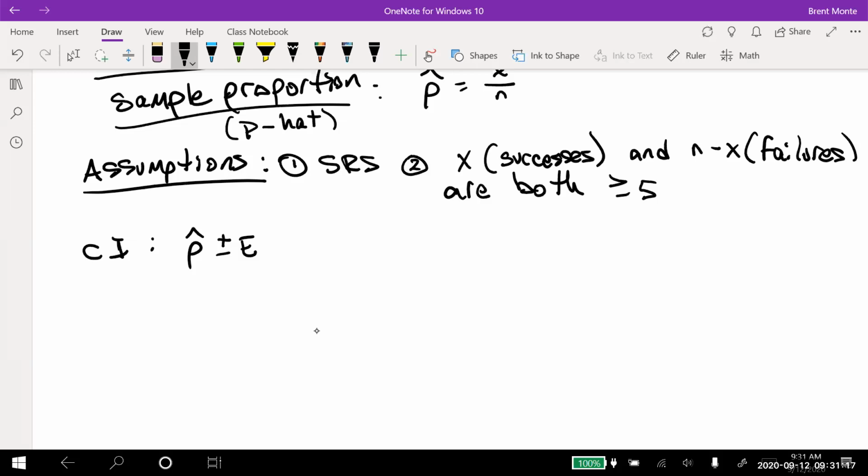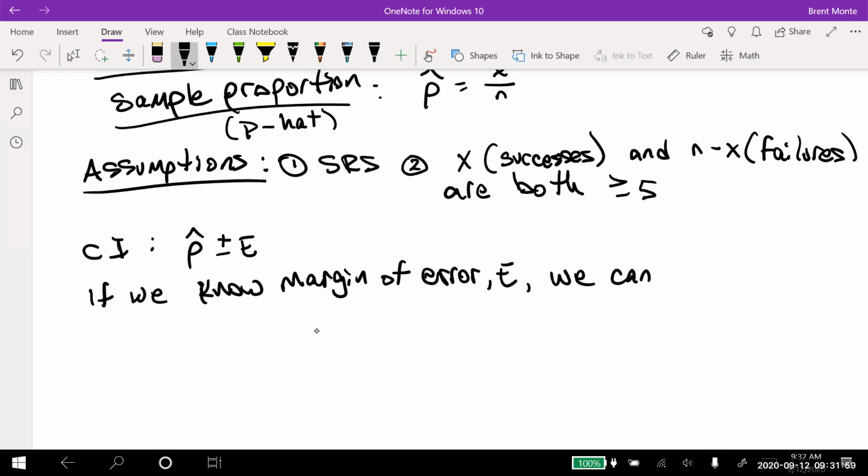So you may see something like a political poll that said 52% of the population are going to vote yes on this proposition, and then they may say with a margin of error of plus or minus 3%. Well, they've already determined the margin of error. That in turn determined their sample size. So if we know the margin of error that we want, something that we're wanting to get, we can determine the sample size needed.